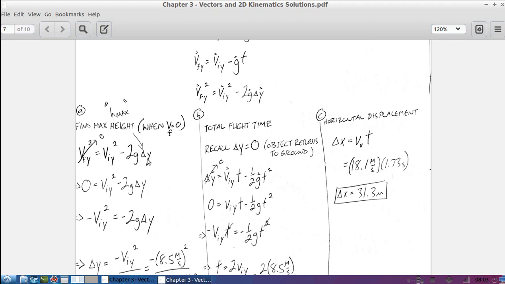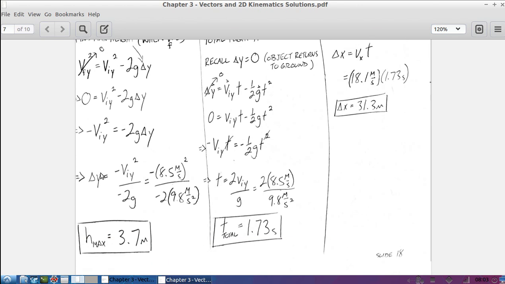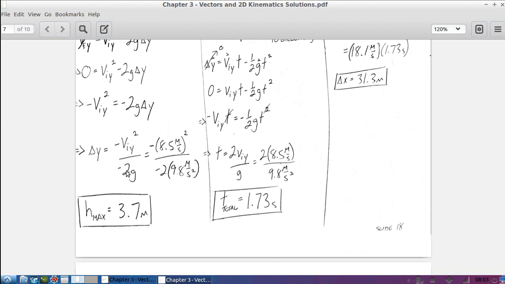I'm looking for a vertical displacement, so I'm going to use this equation here. I know the initial velocity, got acceleration, I know the final velocity's got to be 0. Set v final equal to 0, solve for delta y. So I'm subtracting v initial y squared from both sides. Don't forget this negative sign here, that still survives. Divide both sides by negative 2g.